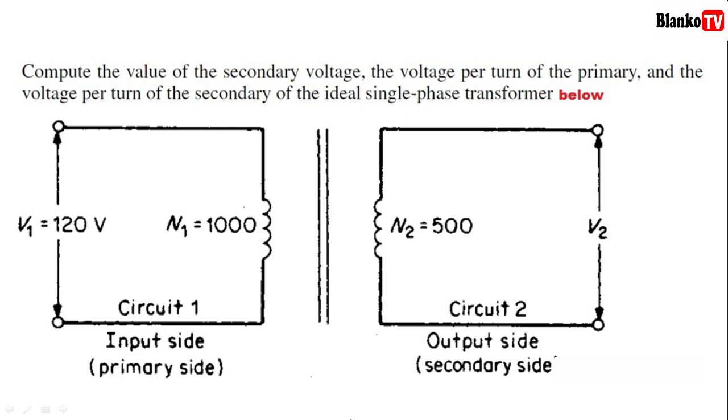Okay, so compute the value of the secondary voltage, the voltage per turn of the primary, and the voltage per turn of the secondary of the ideal single phase transformer below. So we are to compute the value of one, the secondary voltage, and then voltage per turn of the primary, and then the voltage per turn of the secondary.